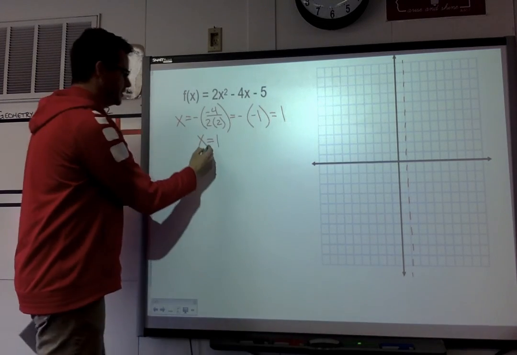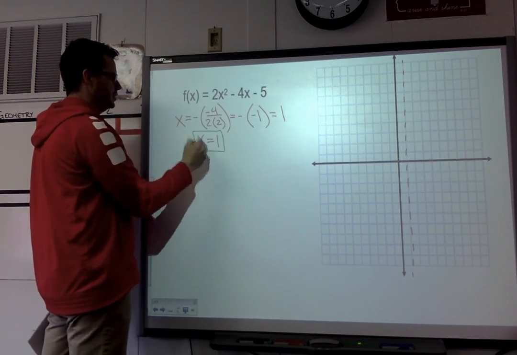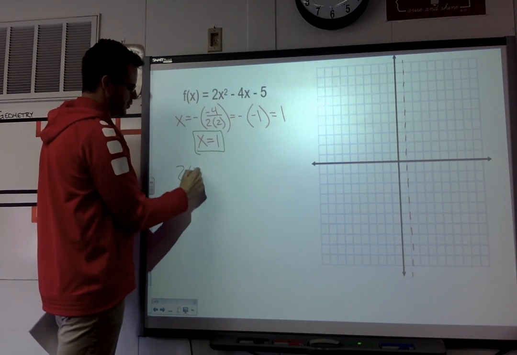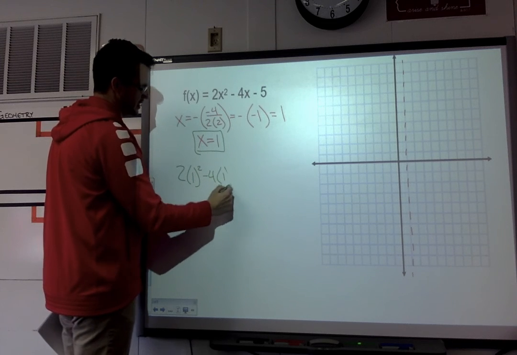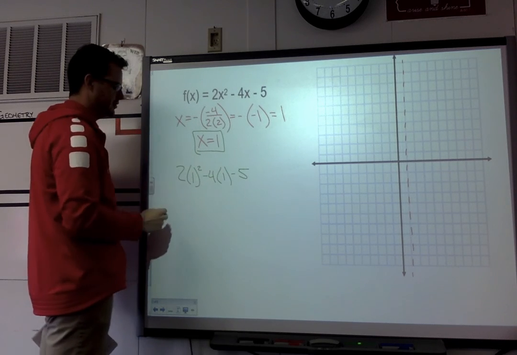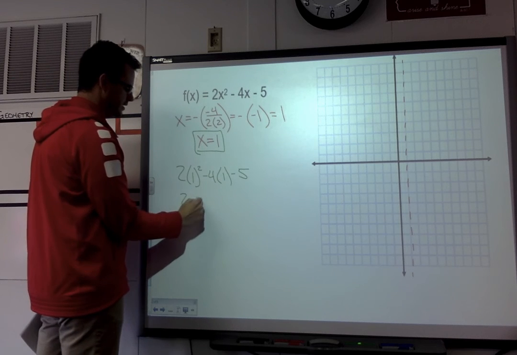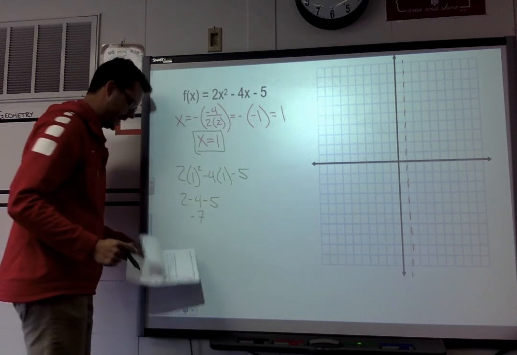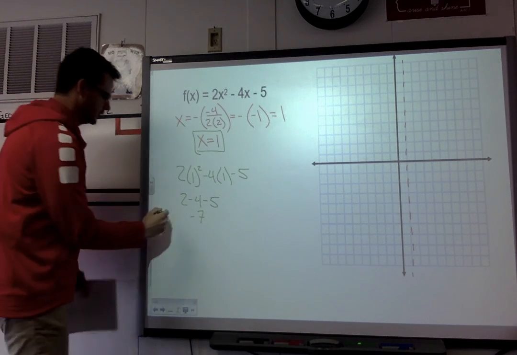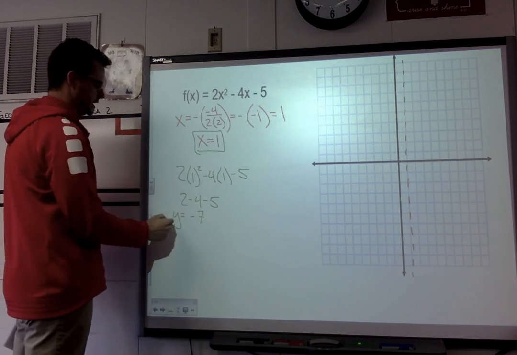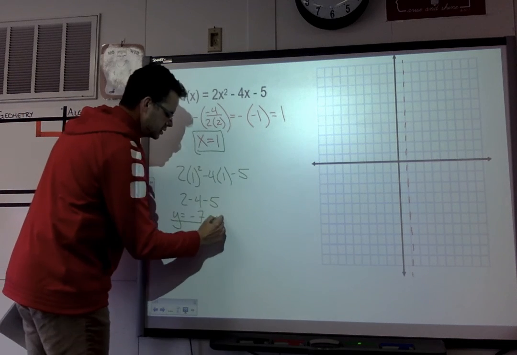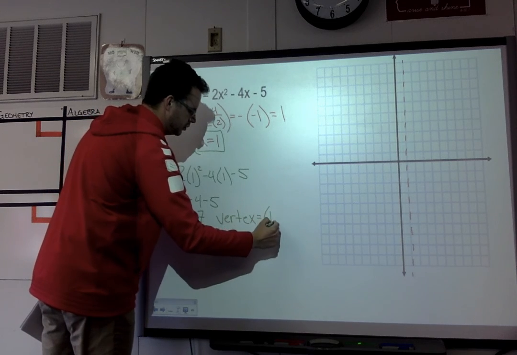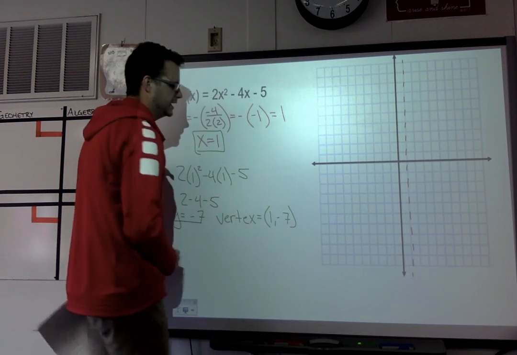Next, find my vertex. I'm going to plug this x equals 1 into my original equation. So 2 times 1 squared minus 4 times 1 minus 5 would be 2 minus 4 minus 5, which would give me negative 7. So my y value is going to be at negative 7. So my vertex for this one will be at the point 1, negative 7.